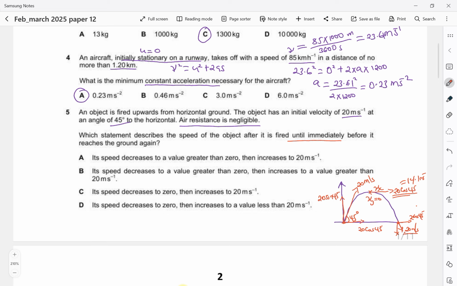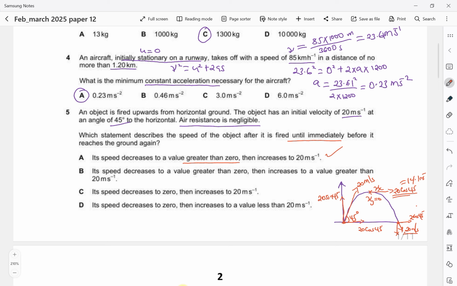and the resultant of the two components is still going to be 20 meters per second. So its speed decreases to a value greater than 0, which is very true. In the vertical, it goes to 0, but in the horizontal, it remains 14.1. So if the speed has decreased to 14.1, therefore the answer is most likely going to be this one here. At the highest point, in the vertical, the speed is 0, but in the horizontal, the speed is not 0. It is 20 cos 45. So the speed at the highest point is not zero unless we only consider motion in the vertical direction.